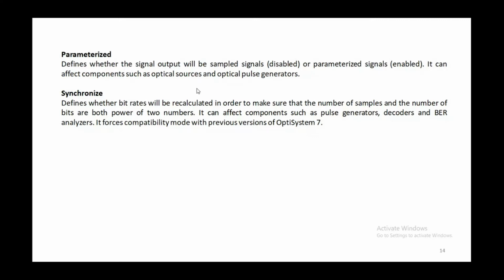And the last one is synchronize, which defines whether the bit rate will be recalculated in order to make sure that the number of samples and the number of bits are both powers of two. It can affect components such as the pulse generator, decoder, and bit error rate analyzer. It forces compatibility mode with the previous version, OptiSystem 7. So these are the signal parameters.